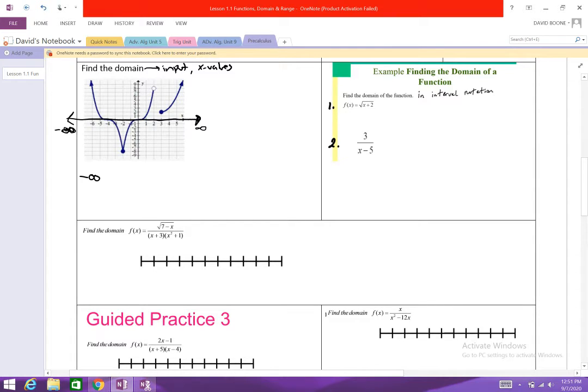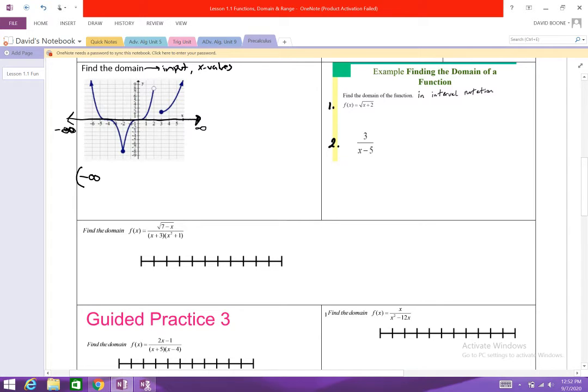As you learned in the past, we've got two different types of closures we'll have on these sets. With infinities, we always have parentheses because that means we just can't touch it. We can never reach negative infinity. So we'll put the parentheses there.